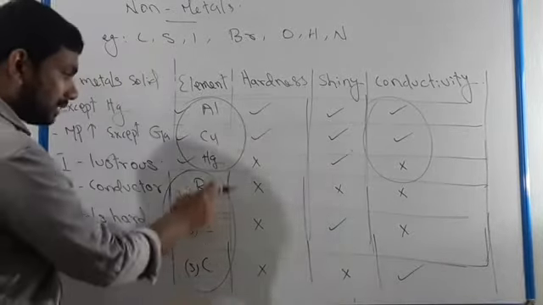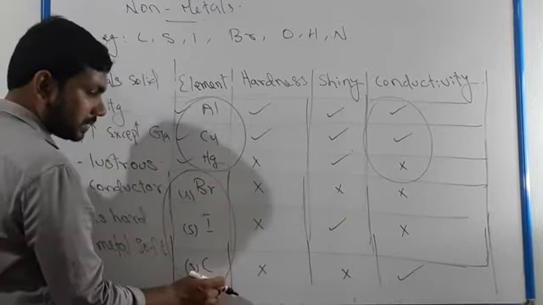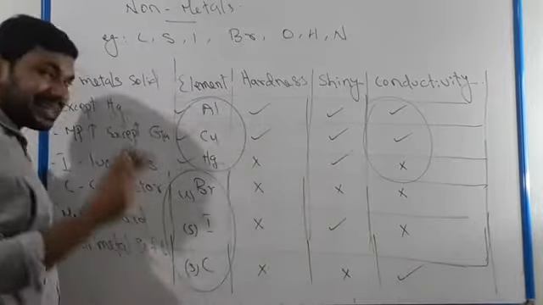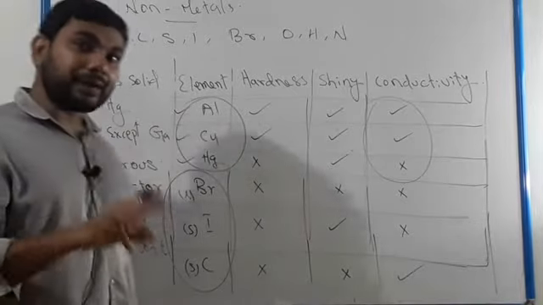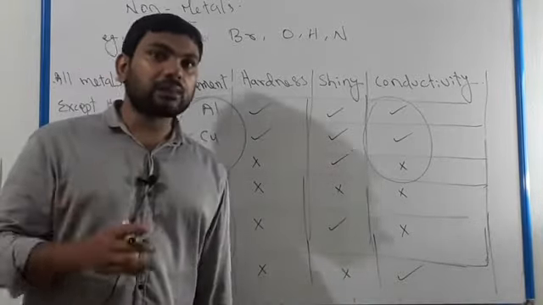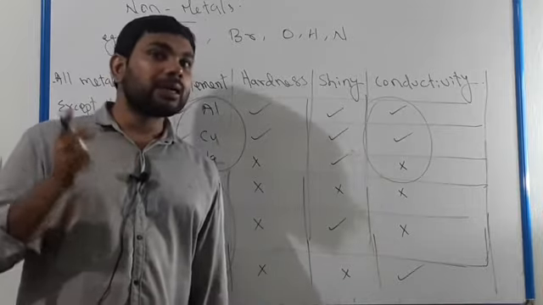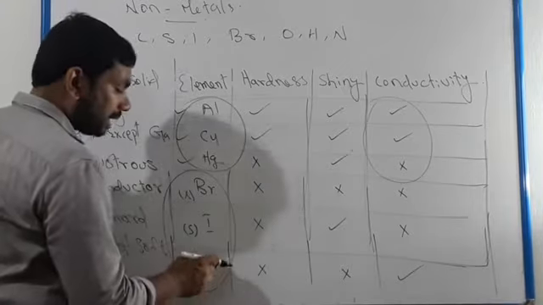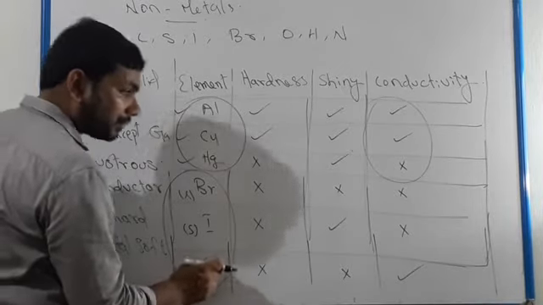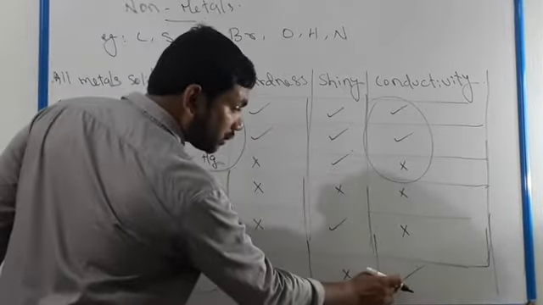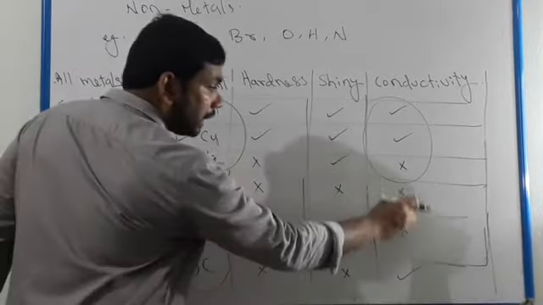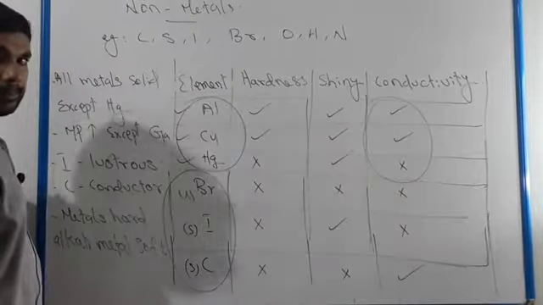And look here, another one. These are non-metals, but here carbon is a good conductor. You know carbon exists in two forms, diamond and graphite. Carbon in the form of graphite is a good conductor of electricity. But iodine and bromine are poor conductors of electricity.